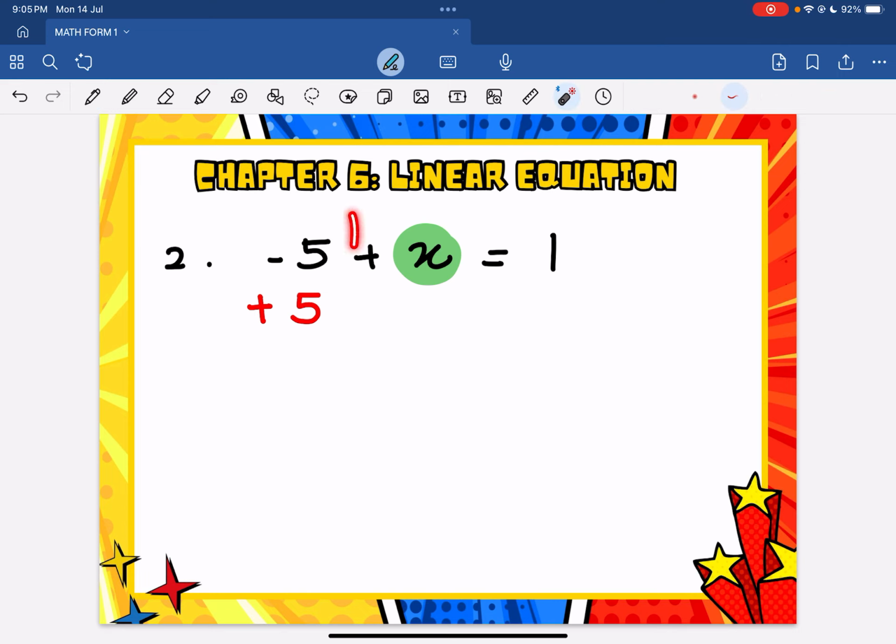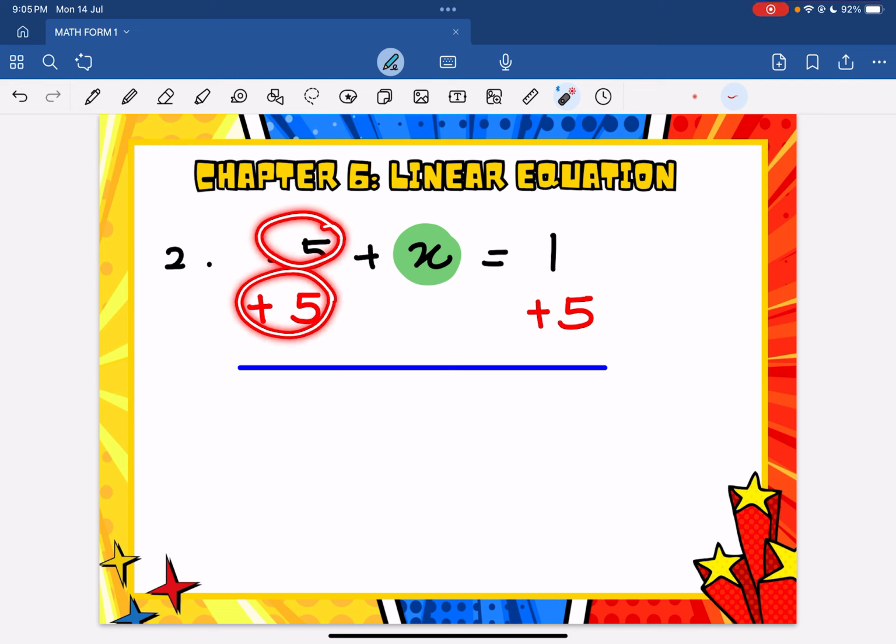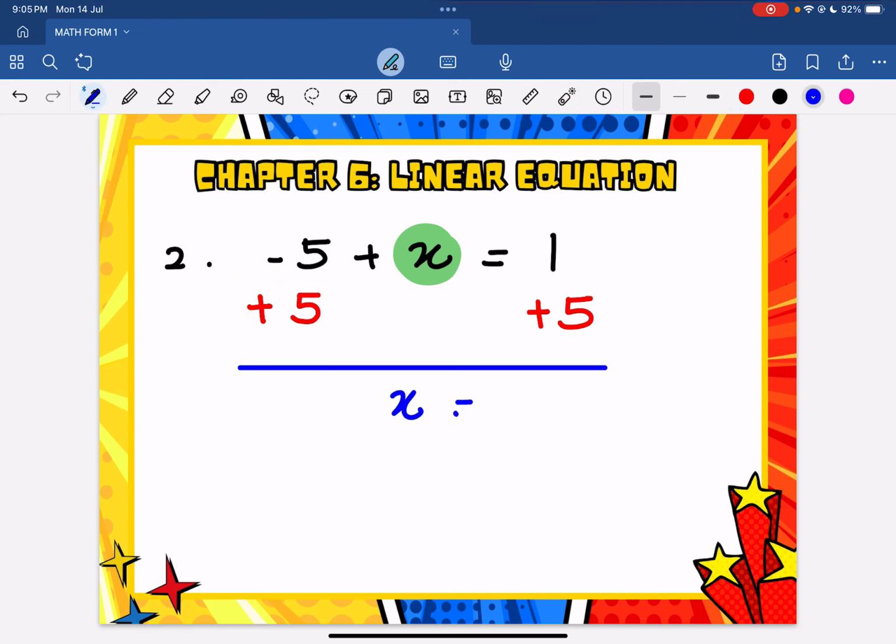So on the left side plus 5, the right side also plus 5. So what happens here? Negative 5 plus positive 5 is 0. So x is left here. x equal to 6. So this is the final answer. x equal to 6.